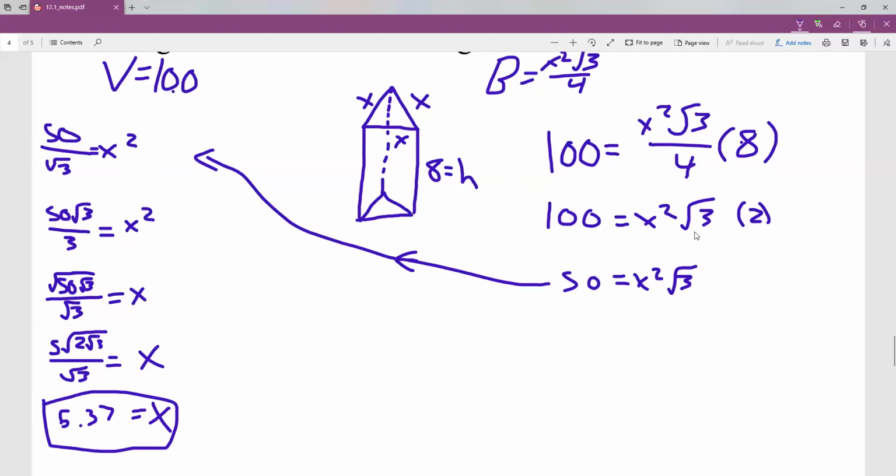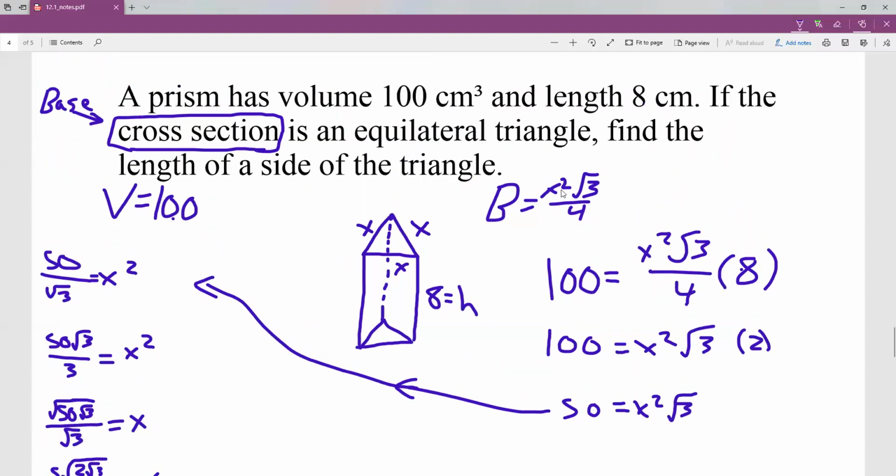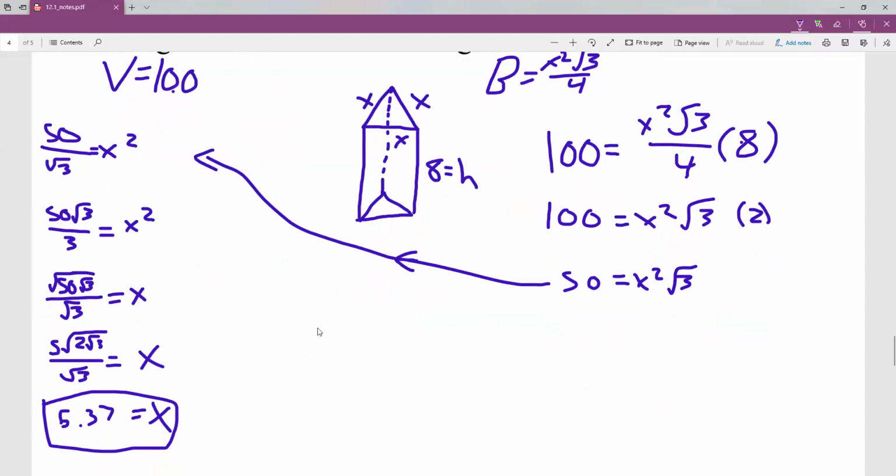Let's check this. The way that we check this is we take this, plug it back in for x squared here, and see if we get 100. So I'm going to do that real quick. So 5.37 times 5.37 times square root of 3 divided by 4 times 8 equals 100. Yeah, that's great. Nice job. Cool. So that is your correct answer.